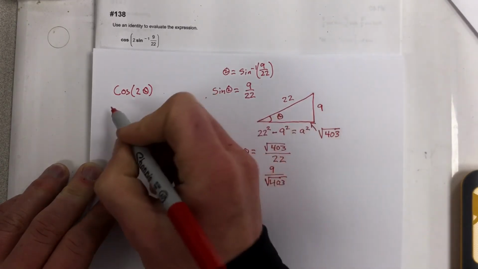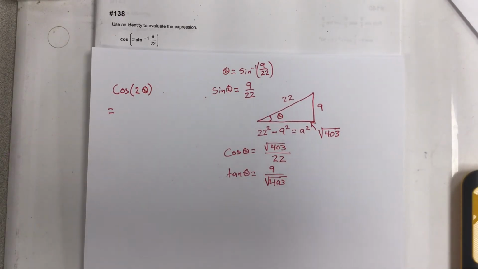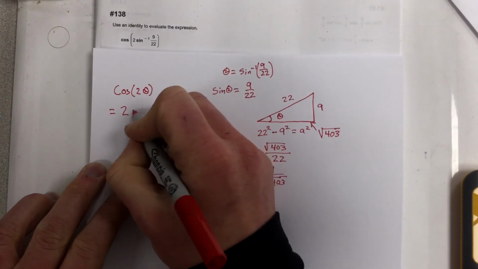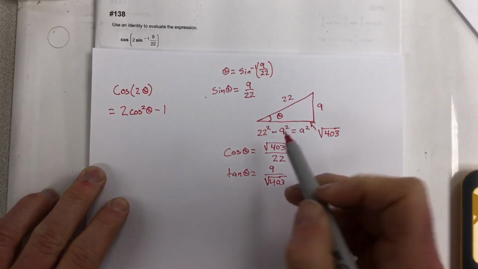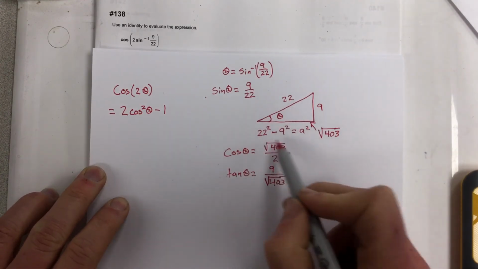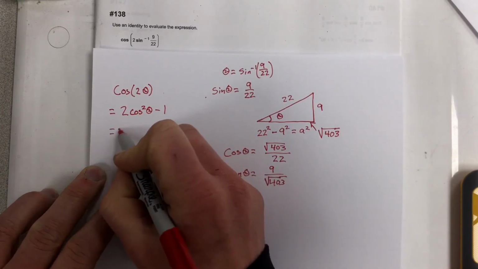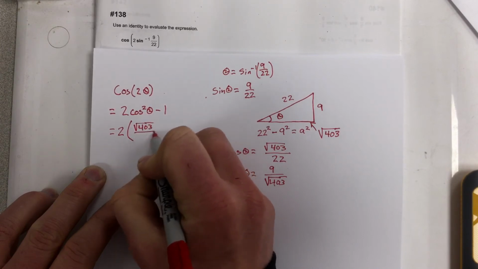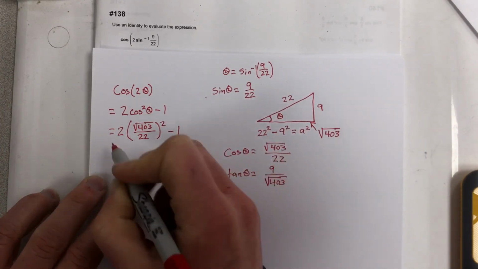And then I'm going to go ahead and write out what cosine 2 theta is. Well, cosine 2 theta, I can use one of the double angle formulas. Let's use the middle one again, and that would be 2 cosine squared theta minus 1. Well, I know cosine theta from what I just did with this triangle. It's root 403 over 22. So I'm going to say that that equals 2 times root 403 over 22 squared minus 1.